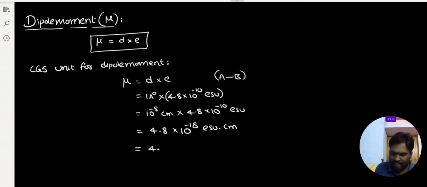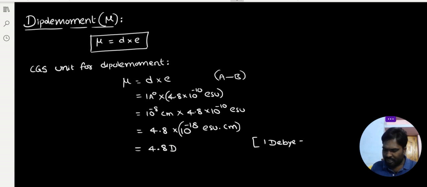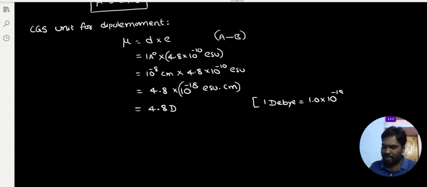Now, for this value we can use the debye. 1 debye equals 1.0 into 10 to the power of minus 18 ESU centimeter. So this is 4.8 debye. Debye is the CGS unit.